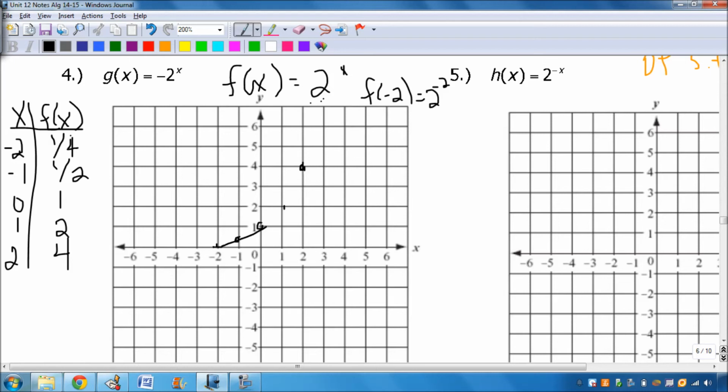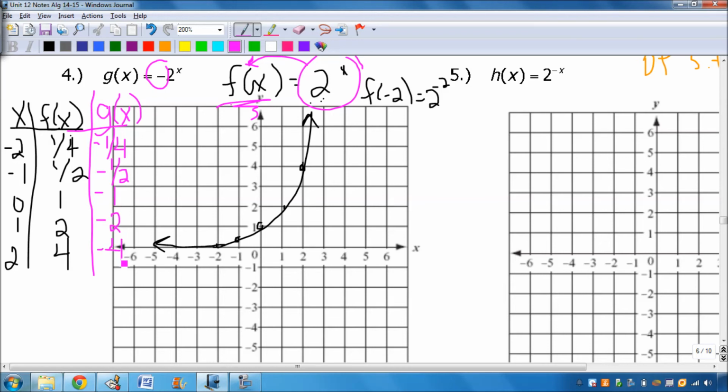So when I graph them out, this is what my graph will look like right here. This is still my parent function. Now, the new function is saying that if f of x equals 2 to the x power, remember, 2 to the x power represents what f of x is. If this is -2 to the x power, you're going to multiply each one of your f of x values by -1. So this will become -1/4, this will become -1/2, this becomes -1, -2, and -4.